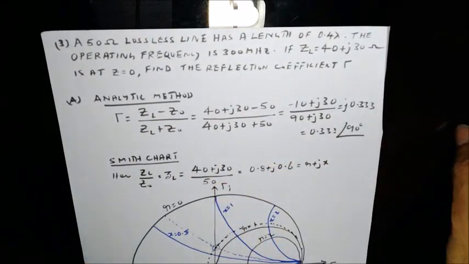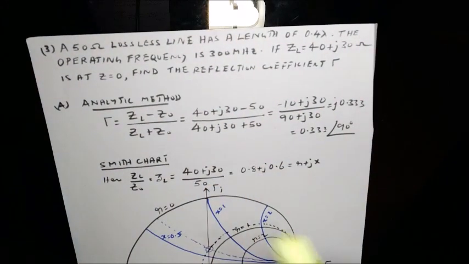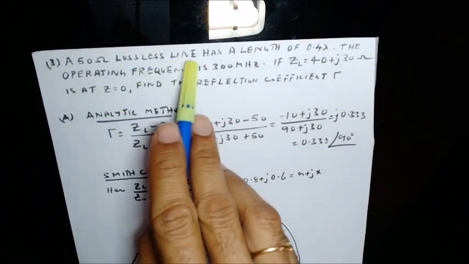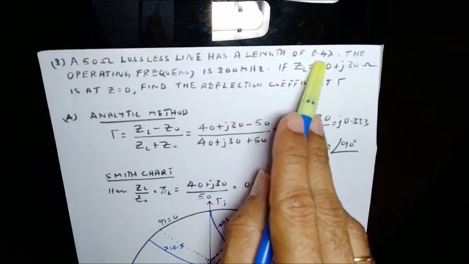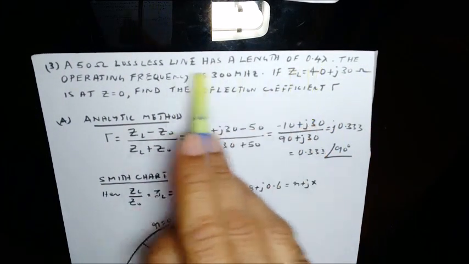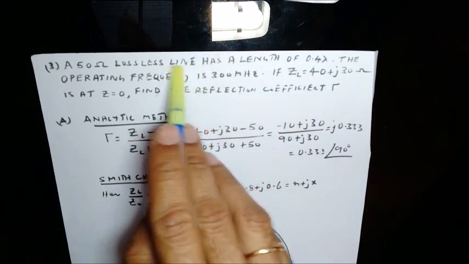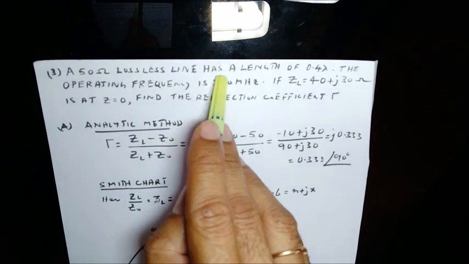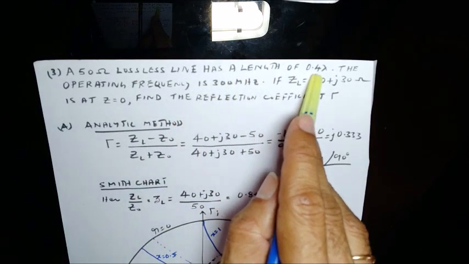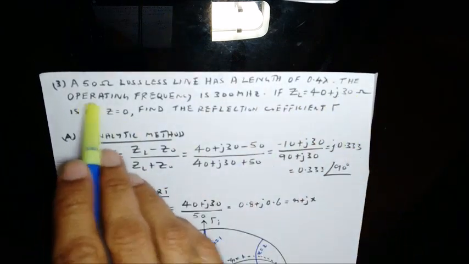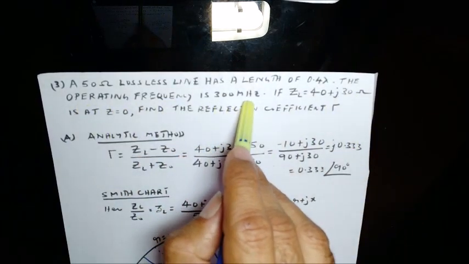Okay, now moving on to the next problem. The statement is this: a 50 ohm lossless line has a length of 0.4 lambda. So here the length of the transmission line, so line here is used as a short form for transmission line. A 50 ohm lossless line has a length of 0.4 lambda. Length of the line is given in terms of wavelengths. The operating frequency is 300 megahertz.